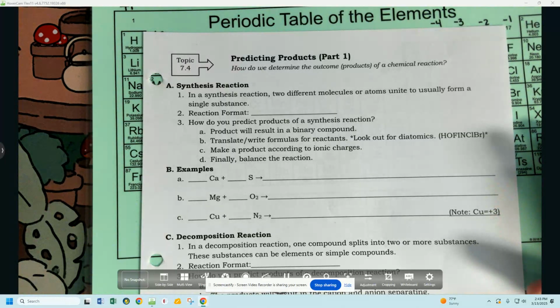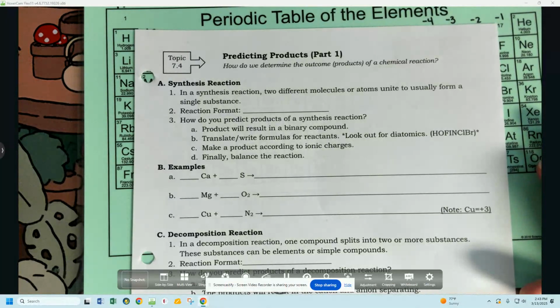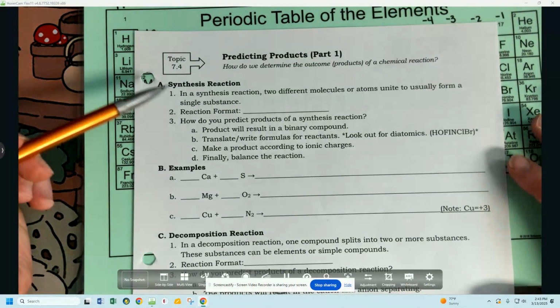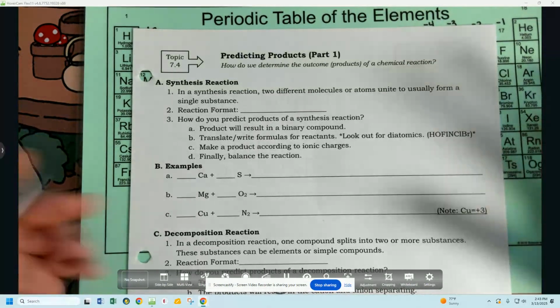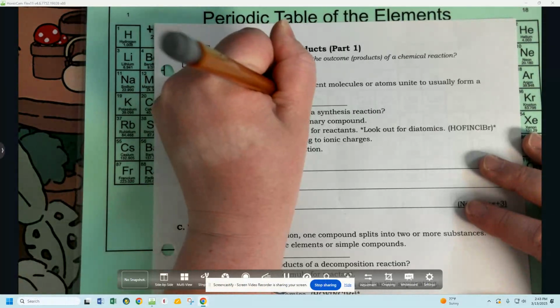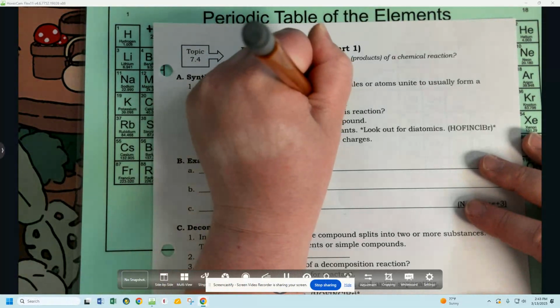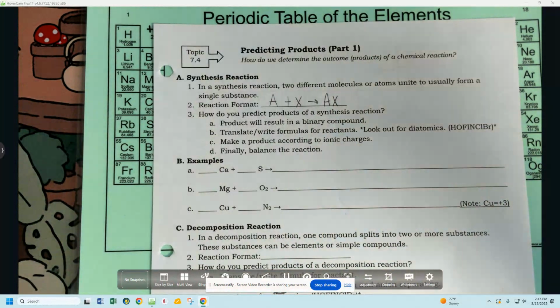In this video, I'm going to work through the process of how we predict products of a synthesis reaction versus a decomposition reaction. Synthesis reactions, as we learned from our classifying component of the unit, is one in which an element combines with an element to produce a compound, where A and X in this situation can represent two different elements forming a compound. Again, there's lots of different scenarios of where a synthesis reaction can take place.